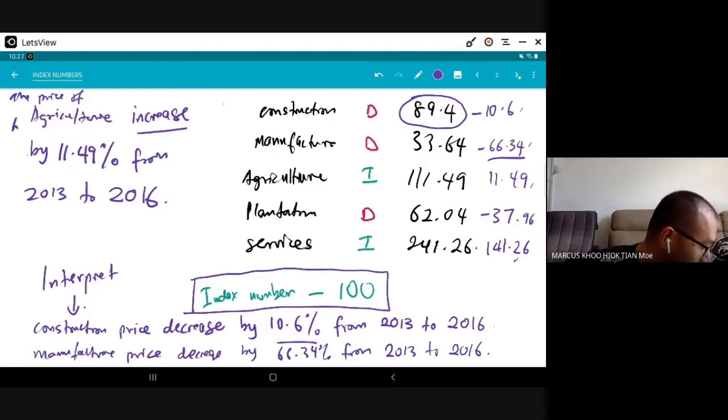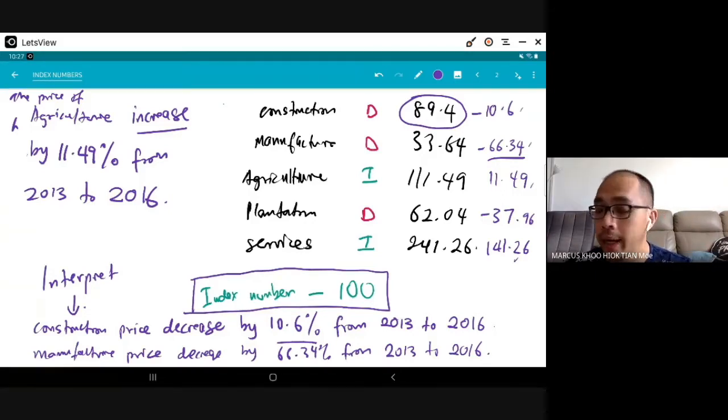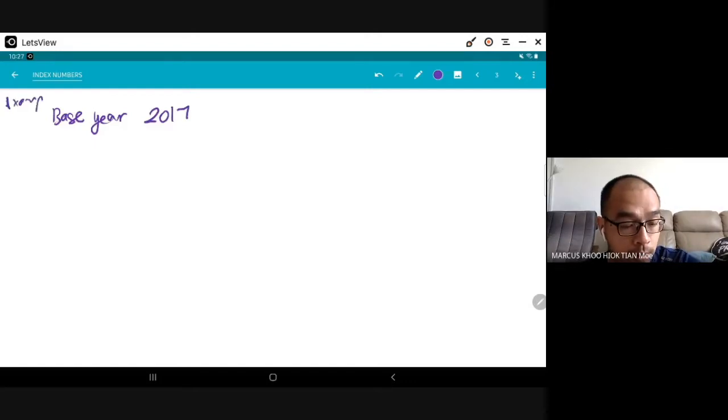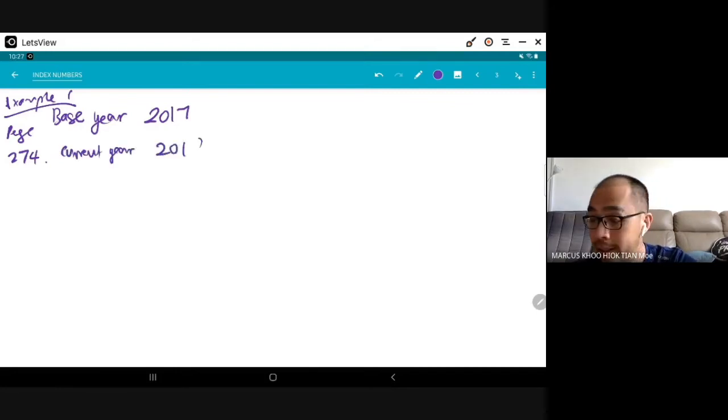So take a look at example one in your textbook, example one on page 274. You can see the working is there. The most important thing is you need to know what the base year is. The base year is 2017, and the current year is 2018.